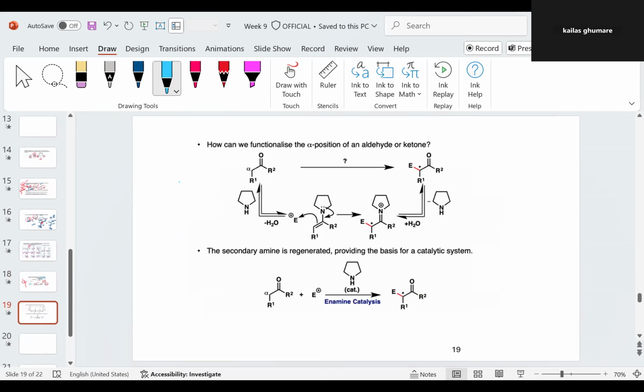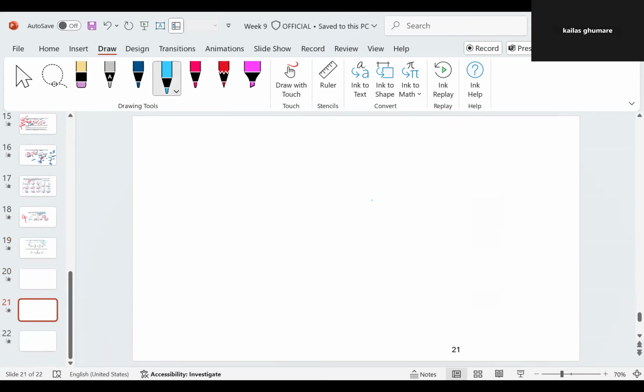We have already discussed this, so there is not much to discuss in this case. This is the alpha functionalization of aldehydes and ketones, in the same manner as discussed earlier. Just the formation of the imine, and again the addition of the electrophile gives the product. And the stereochemistry, as we also discussed, depends upon the stereochemistry of the side group present.